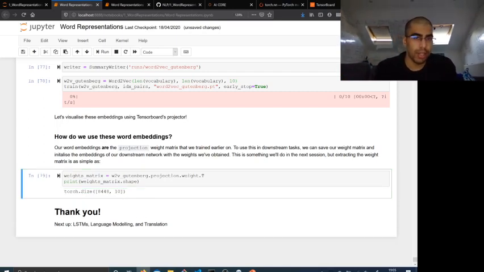And as you can see, the weights matrix is of shape vocab size times hidden dimensions.